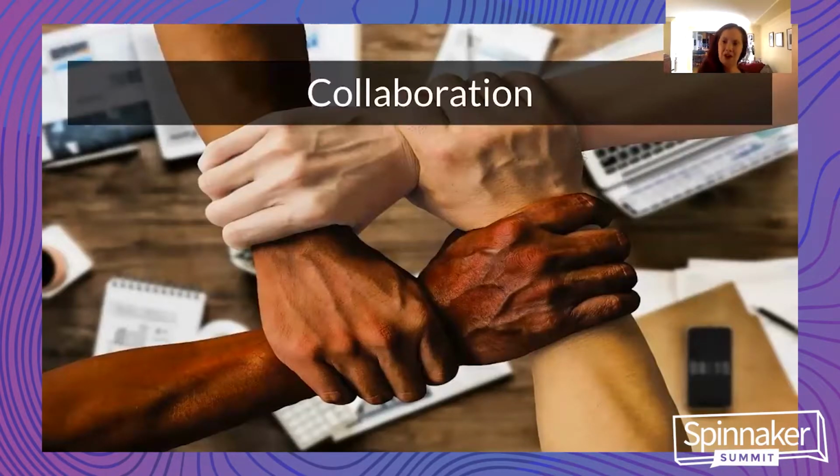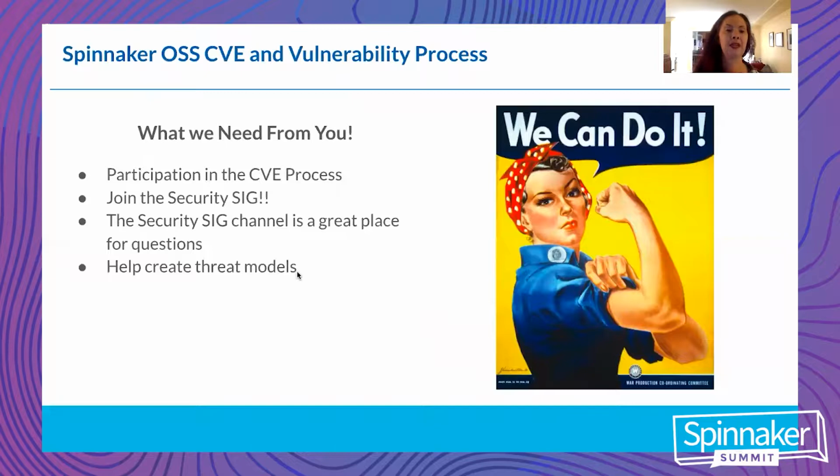Collaboration. How can we all help? So what do we need from you in order to make this vulnerability process successful? One is, remember, security at spinnaker.io. If you're working in the project and you come across something that seems a little bit hinky, you've noticed that this might be a problem, send an email. That's what we're here for.